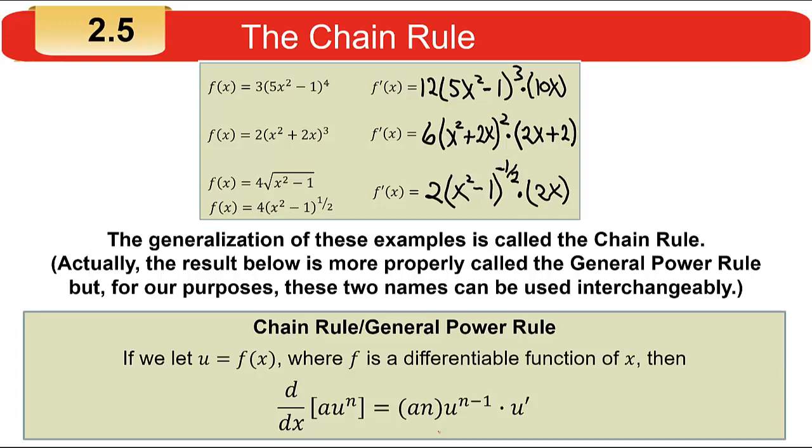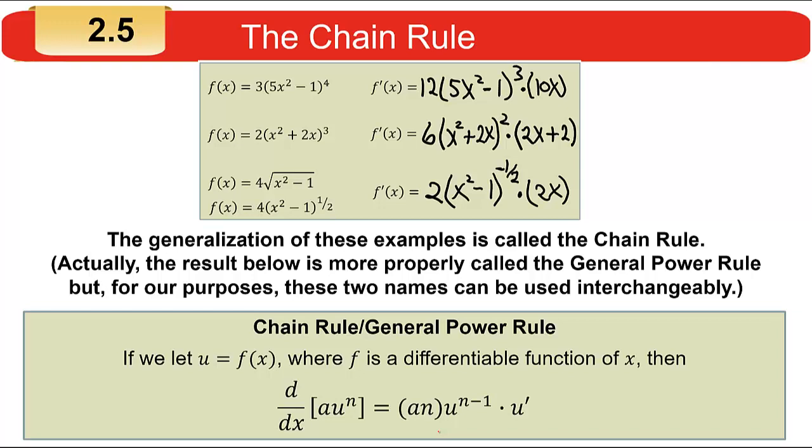The chain rule, or if you'd rather call it the general power rule, says if we let u be a function of x, where f is a differentiable function of x, then the derivative of a number times u to a power is the power times the number, just like the old power rule, times u, the original base, raised to the 1 less power, which would be n minus 1.